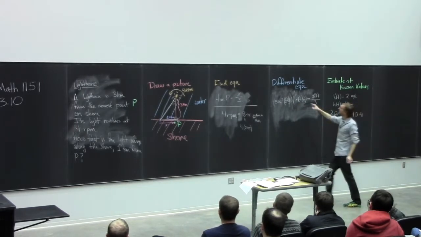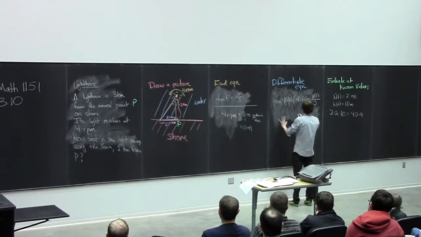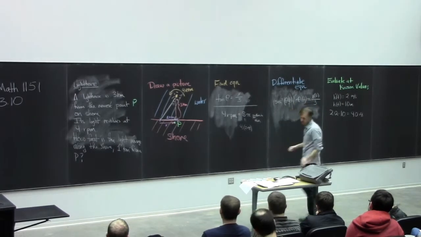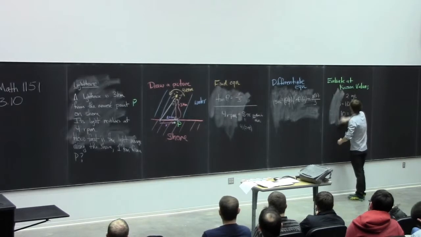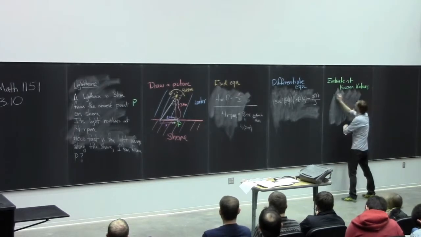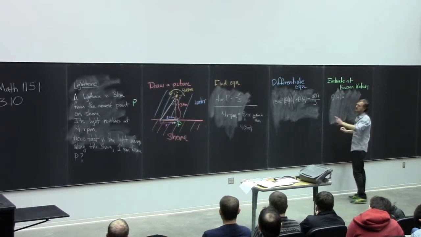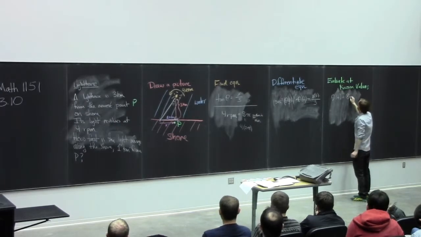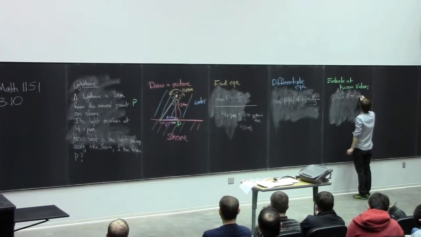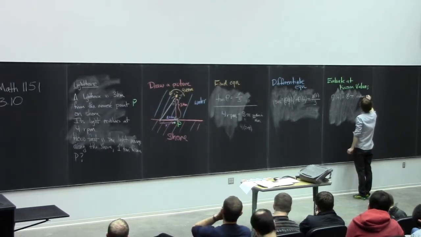So that tells us theta prime. Let's evaluate at known values. I know theta prime of t is equal to 8 pi radians per minute.